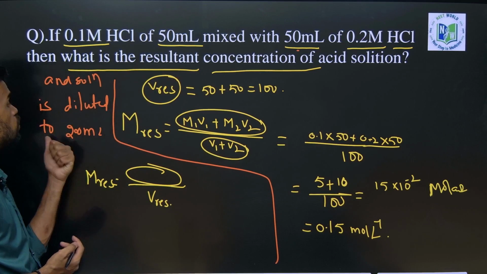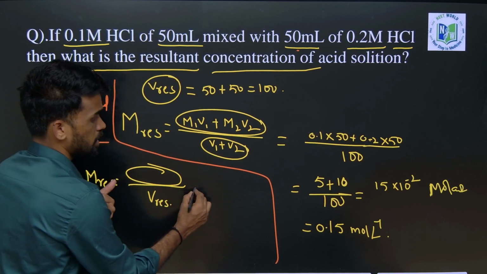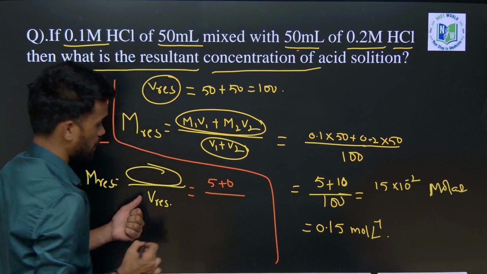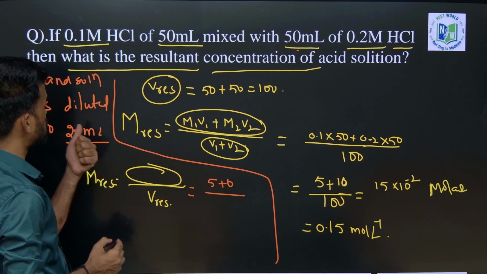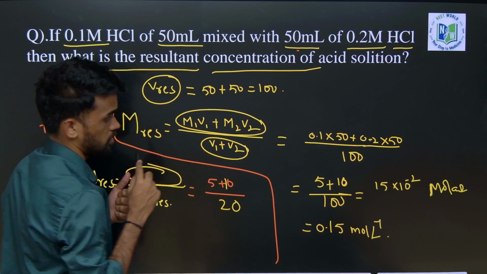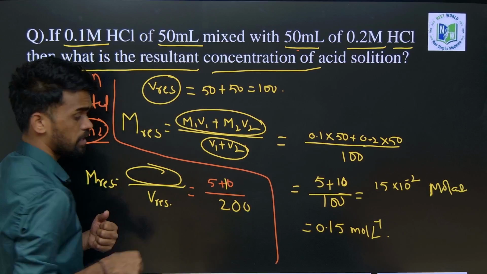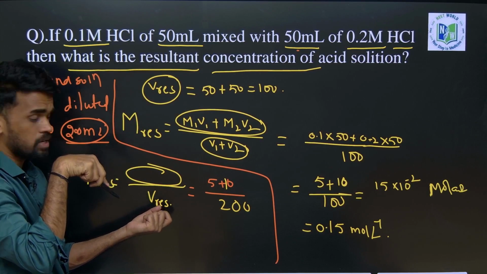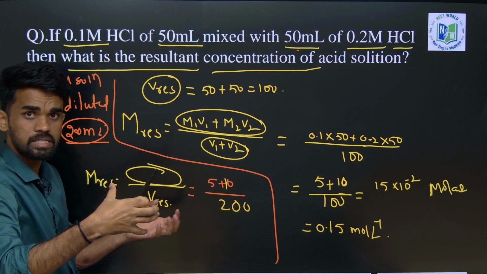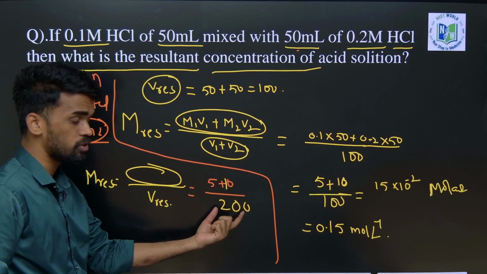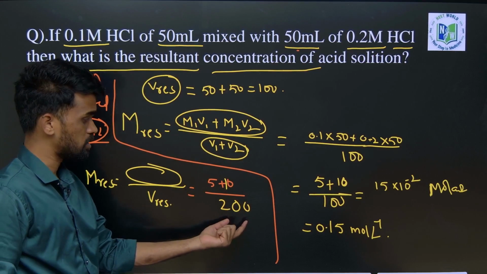This is diluted to 200, they are saying now. It means take these terms like this only, like 5 plus 10, but in the denominator, since it is diluted to 200 now, you have to take 200 here. Why do you have to take 200 down? Because by adding some water the volume is increased from 100 to 200, therefore you need to take the total volume here. That is why I am taking 200 here.